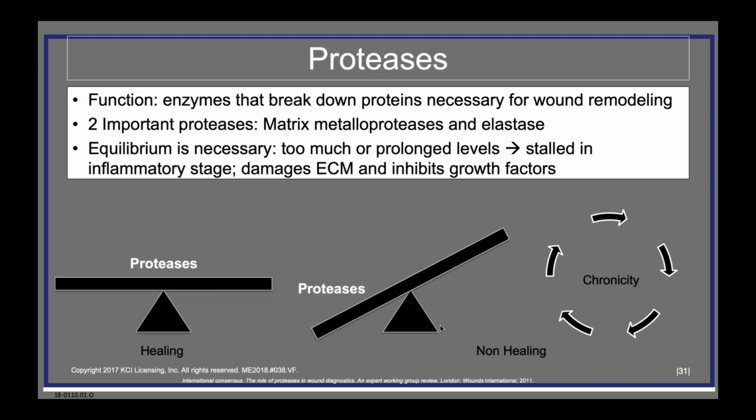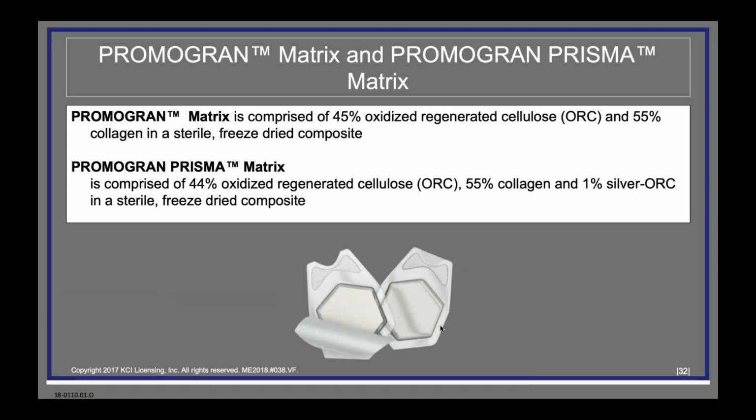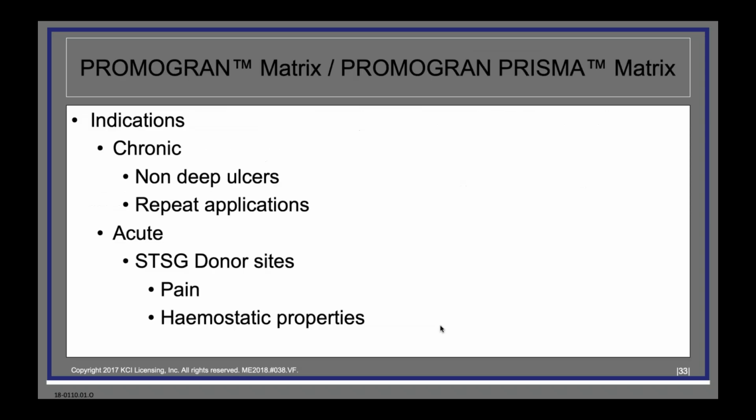And there is an equilibrium that is required in the human body to heal anything. And there is an upset in this equilibrium that causes the chronic cycle of inflammation. And this is where something like these products can come into play, where it's called oxidized regenerative cellulose, the ORC. And what that does, it tends to equalize or create equilibrium in the wound bed by denaturing those proteolytic enzymes. And that is the magic of this kind of topical therapy. The indications are listed here.